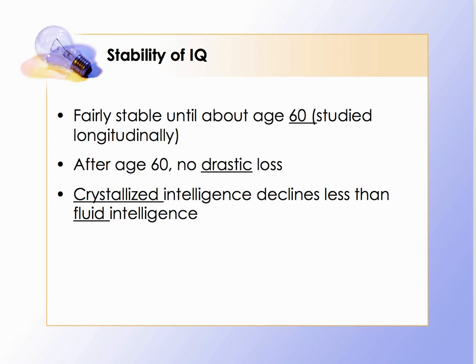So the stability of IQ: it's fairly stable until about age 60. After 60, there's no drastic loss. Crystallized intelligence declines less than fluid intelligence. So fluid peaks in adolescence, which would be like the 20s, and then it decreases slowly with age, and then declines even more around 30 or 40.